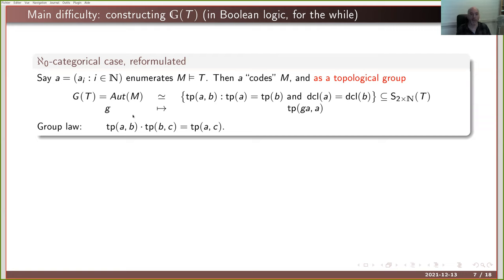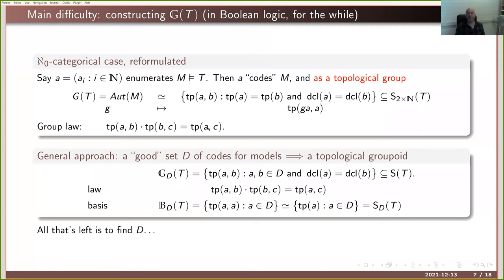And the group law is, well, take two such types. You might as well assume that the second of the first is the first of the second, and then you can compose. Okay. So it's odd to state things this way, but very convenient, because now I can say, suppose I manage to find in a non-aleph-not categorical setting a good set of codes for models. So what do I mean by good?